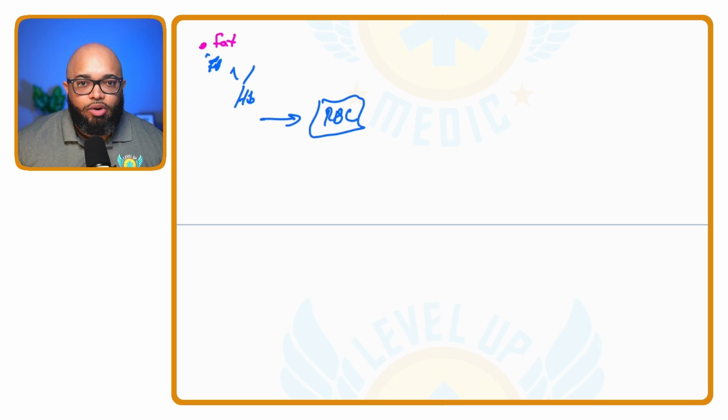Okay? So if I have a problem with any of these steps, there again, that's going to interfere with quality red blood cells. That's going to interfere, of course, with oxygenation. If I have too much, now we're getting into things like polycythemia. If I don't have enough, I get into things like anemia.